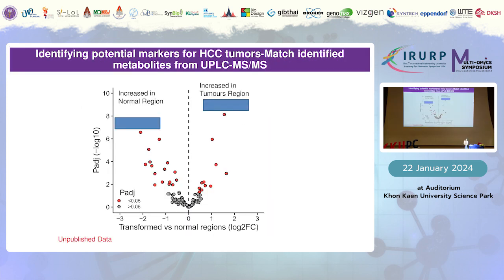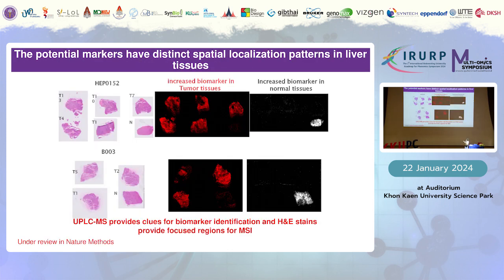So we selected this exact tumor region and non-tumor region, and then we performed a multivariate data analysis, and this is the volcano plot. So you can see some metabolites increased or decreased in this tumor. And then if we plot these identified metabolites onto the mass spec imaging of the tissues, you can see.